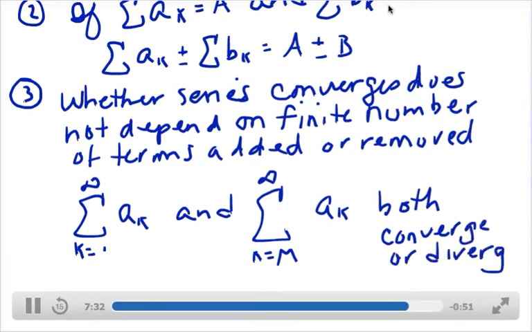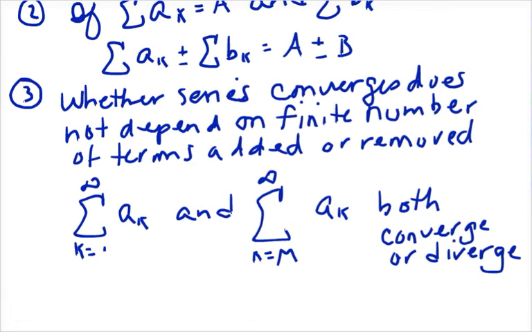So adding or subtracting a few terms when you're talking about an infinite series isn't going to change the outcome of convergence or divergence. However, and this is important, it will change the value of a convergent series. Obviously, right? Because you're going to be removing a few terms or adding a few terms. So it's absolutely going to change the value of a convergent series, but not whether it converges or diverges.